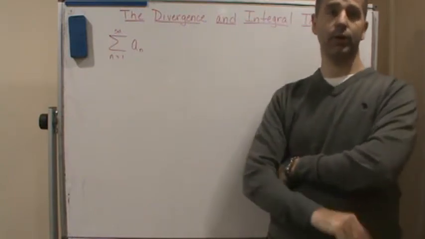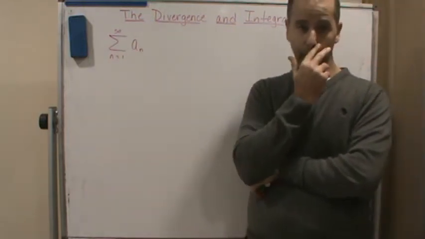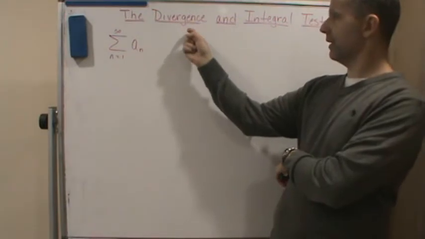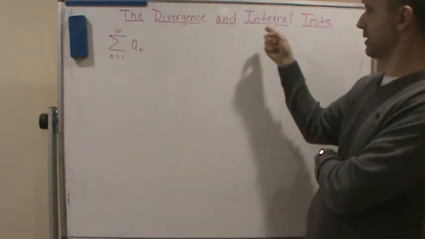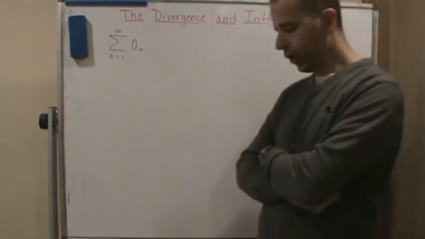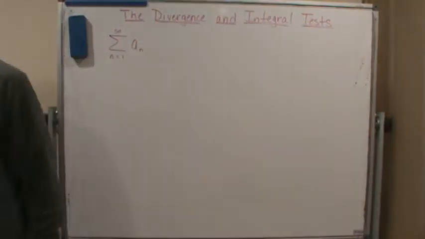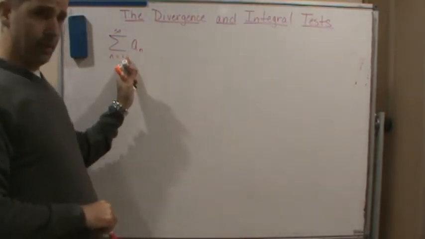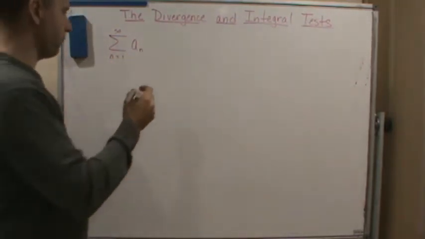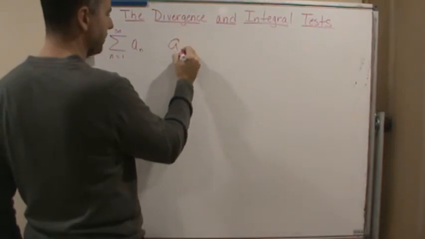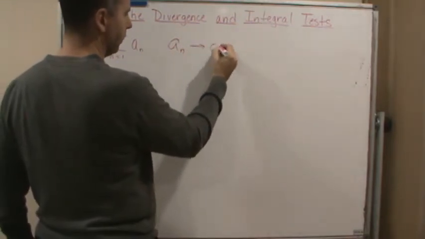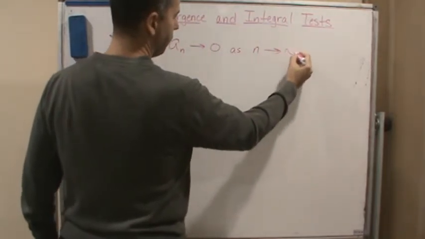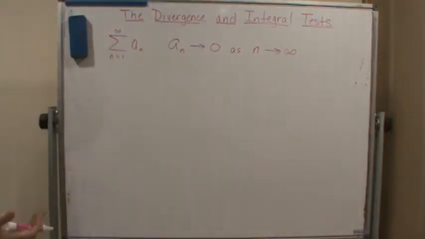So two of those tests we're going to talk about starting today and going over subsequent videos is the test for divergence, the divergence test, and the integral test. So if we look at this series here, this general series, we know that for this to converge, a sub n must approach 0 as n approaches infinity. And so how do we know that?